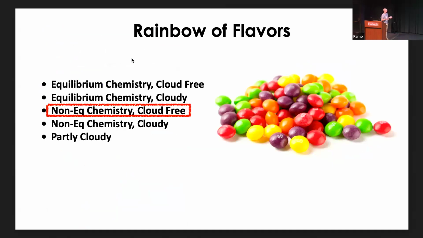So instead of just going through a laundry list of models, which I'll come back to, I wanted to talk a little bit about a particular science topic where I think we've made a lot of progress over the past 5 years or so, and that's thinking about non-equilibrium chemistry. I'll be talking about some cloud-free models people have compared to observations.